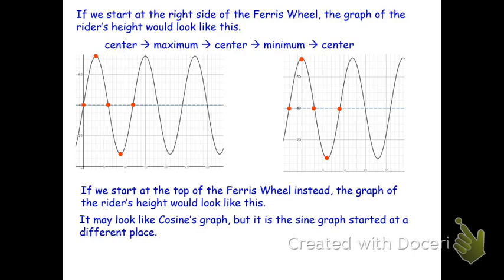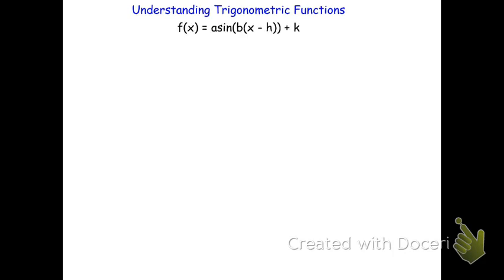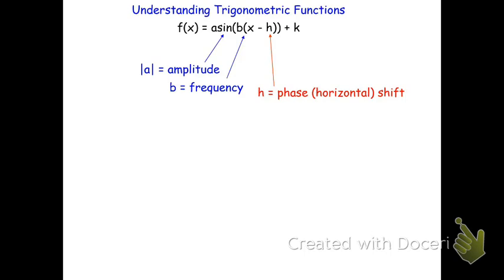Any sine graph can look like a cosine, a negative cosine, or a negative sine by simply shifting the graph side to side. The same is true with cosine graphs. The parent function of sine is this. f(x) = a sin(b(x - h)) + k, where a is the amplitude, b is the frequency, h is the horizontal shift, and k is the vertical shift.